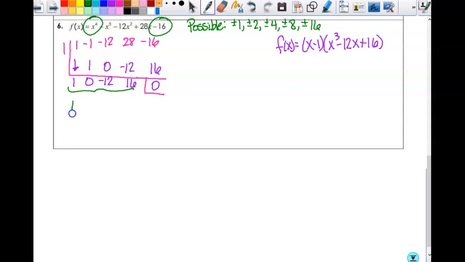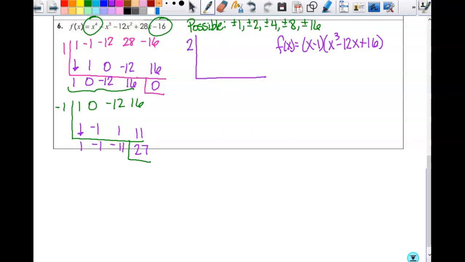So now we have to use the reduced part and keep going and try some more. We tried 1, so now we do negative 1. And we're going to use the reduced part, because we want it to factor. It's not going to help me to use the original part. So I get 1, 0, negative 12, and 16. I bring down the 1, get negative 1, negative 1, 1. It doesn't do it. Okay. So now we move on to 2. All right, then I get 1, 0, negative 12, and 16. And then 1, 2, 4.